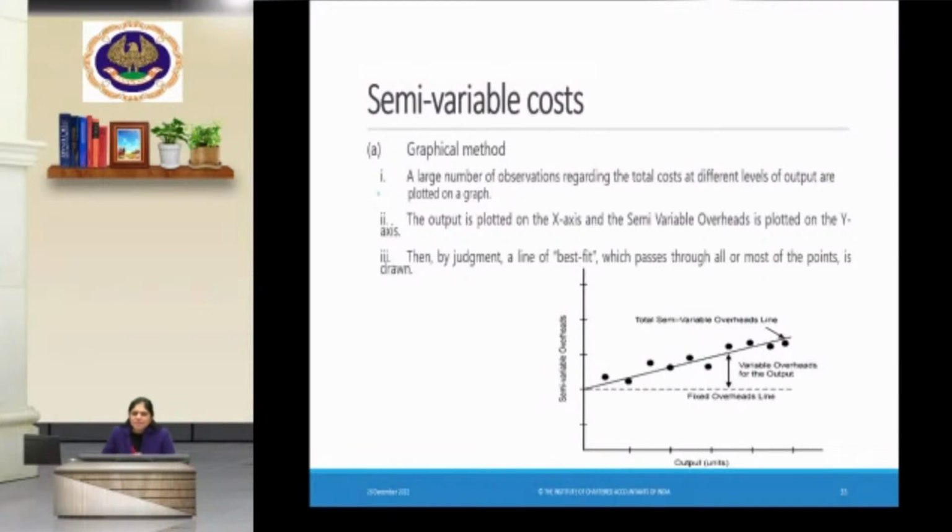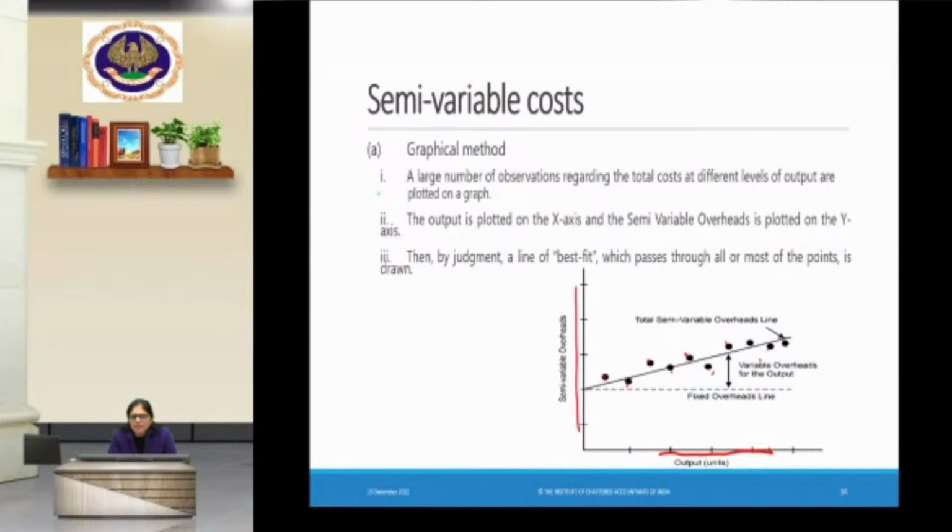The graphical method is basically, if you can see, on the x-axis there is output, and on the y-axis there are semi-variable overheads. Let me explain. This is the output line and these are semi-variable overhead lines. Randomly, I have put dots over here. The dots are the semi-variable overheads under different options. Then a best fit line is drawn. So this is the best fit line.